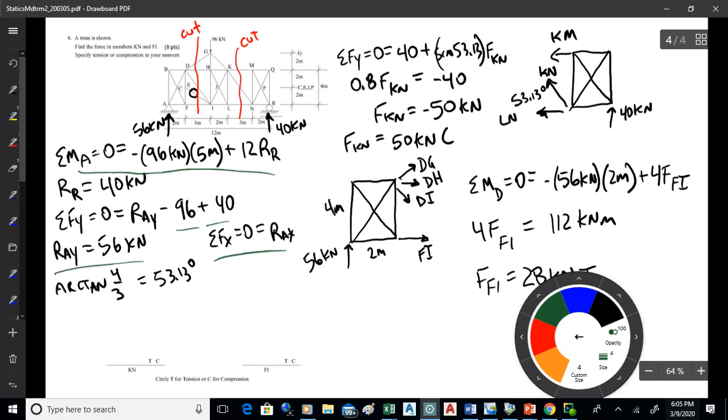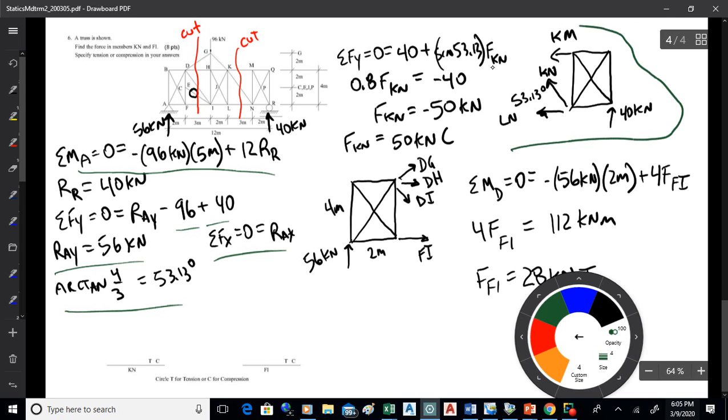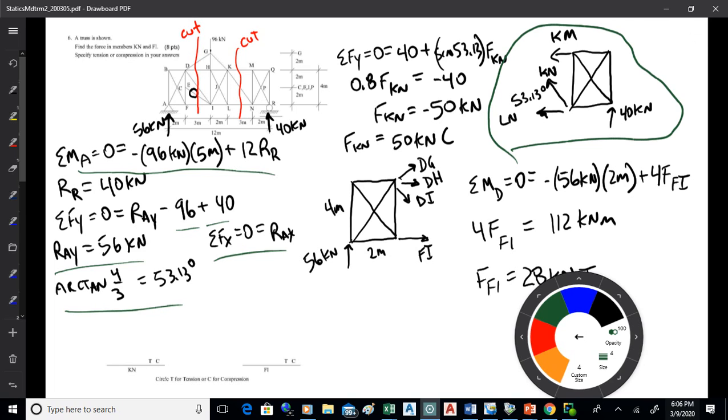I want to find the angle for KN. Arctan of 4 over 3 is 53.13. All right, so now we want to solve for the 2 unknowns, Kn and Fi. Make a cut through Kn and just go vertically through that section of the truss. Take the right-hand side of the truss. You got 3 unknowns, Km, Kn, and Ln, but only Kn has a Y component.